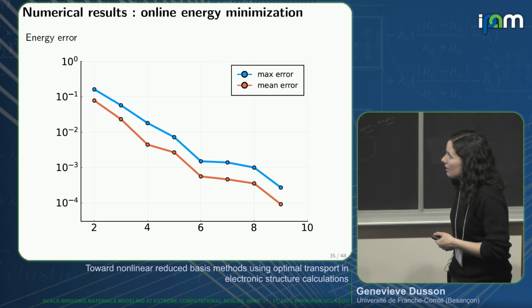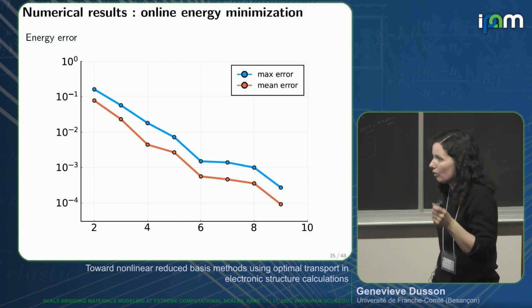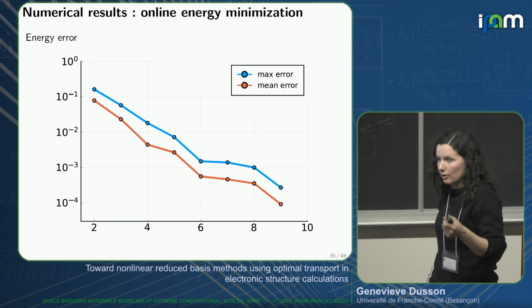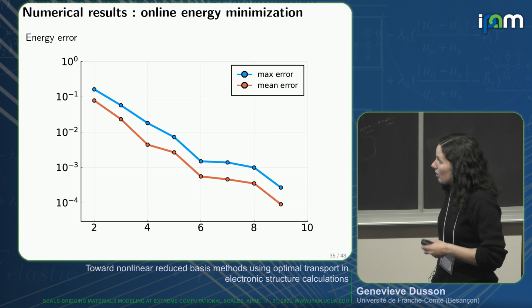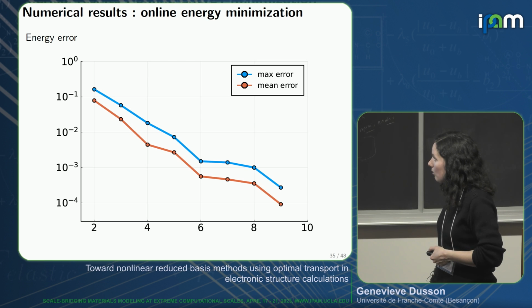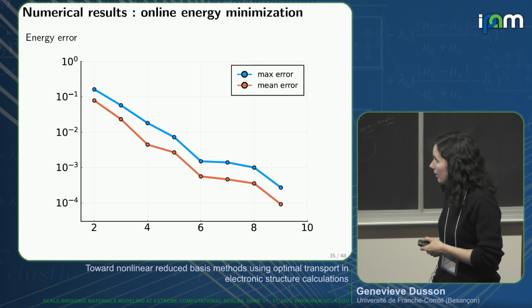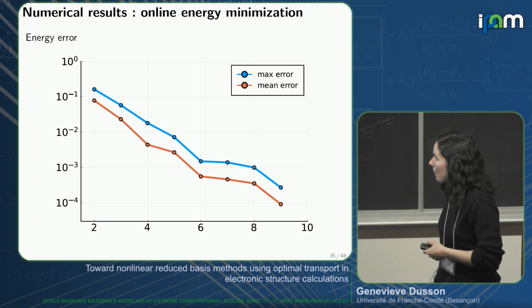Okay, so now this is for the online part. Here we minimize the energy for all of the snapshots, and we see how the energy error decreases. Once again, we see that we gain a factor of about 2-3 orders of magnitude, and with only something like 9 basis functions. So this is really encouraging in terms of accuracy.